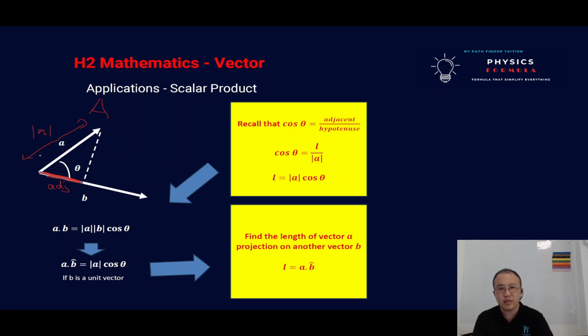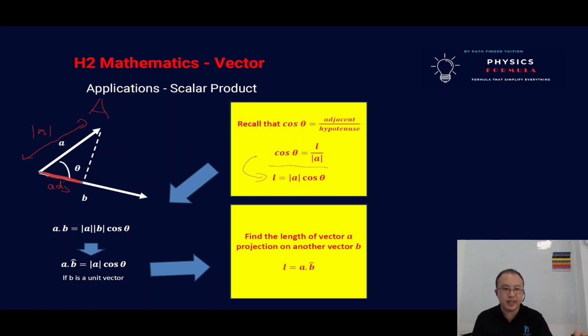Which also means that if I use SOH CAH TOA, cosine equals adjacent over hypotenuse. A itself is the hypotenuse. So if I rearrange this equation, my L will be mod A cos theta. Okay, so this is the first point.